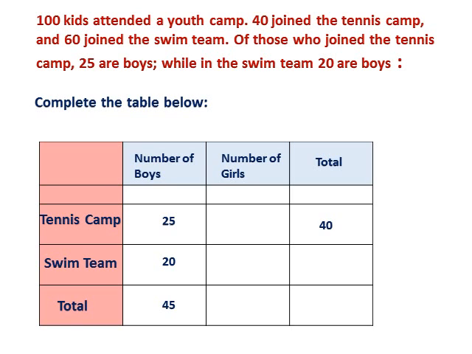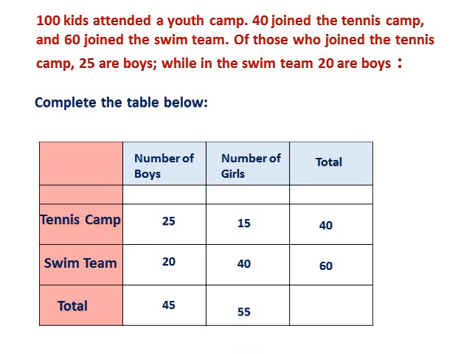Now, what else do we know? We know that there are 40 kids who joined the tennis camp and 60 kids who joined the swim team. So let's look along the row where tennis camp is. If 40 kids joined the tennis camp and 25 of them are boys, how many are girls? We'll just have to subtract that. And it's the same thing with the swim team: 60 minus 20, that's 40.